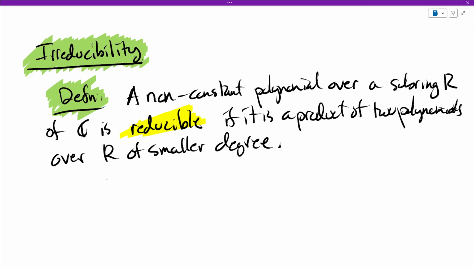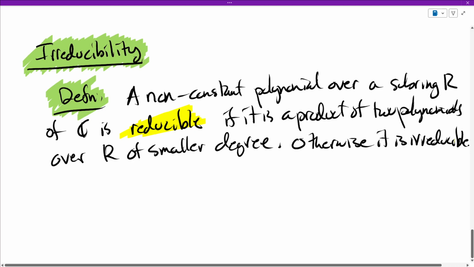Okay, so that's what it means to be reducible. That is, if you can factor it. Otherwise, it's called irreducible. And irreducible polynomials over a field are the ones where you mod out by them and you get a field again. So if you look at a polynomial ring over a field and you have an irreducible polynomial, you look at the quotient ring, you get a field again.